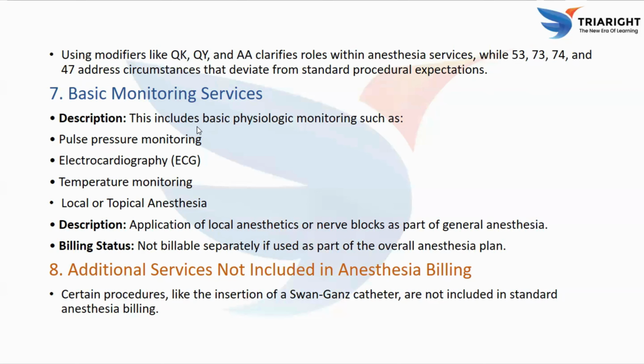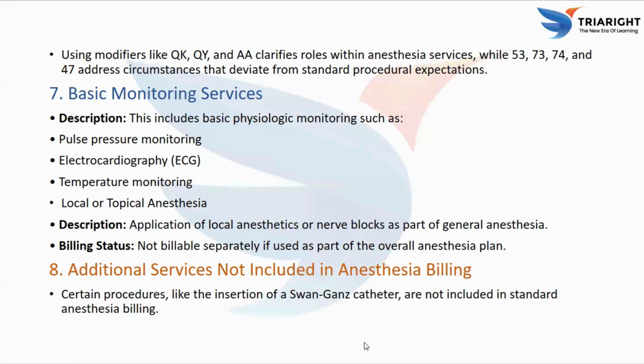So what are the types of basic monitoring? First, pulse or blood pressure monitoring, which checks heart rate and BP, and ensures the patient is stable. Second is ECG, electrocardiogram or electrocardiography. It monitors the heart rhythm and detects abnormal heartbeats. And third is temperature monitoring. It ensures body temperature stays normal. It also prevents hypothermia or overheating.